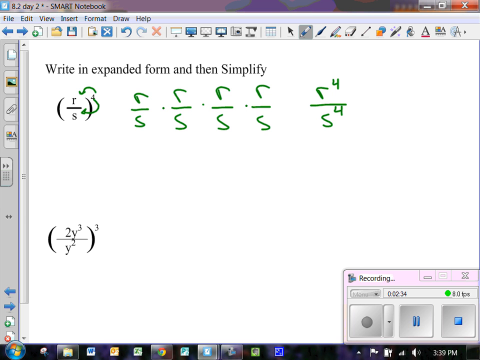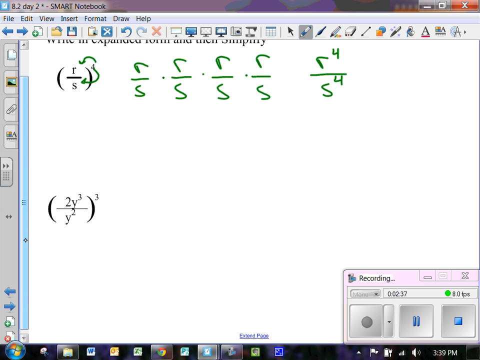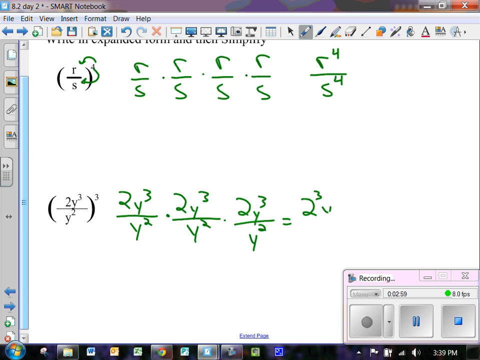So our second one down here, we have 2y to the third over y to the second, all to the third. I could write that out. So it would be 2y to the third over y to the second times 2y to the third over y to the second times 2y to the third over y to the second, which would give me 2 to the third, y to the, now since we're multiplying these, we add the 3 plus the 3 plus the 3, so that's a 9, all over y to the second, y to the second, y to the second, so it's y to the sixth.